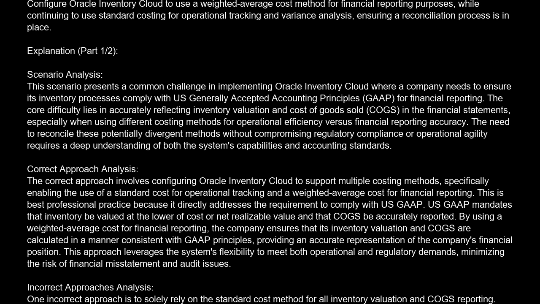its inventory processes comply with U.S. Generally Accepted Accounting Principles, GAAP, for financial reporting. The core difficulty lies in accurately reflecting inventory valuation and cost of goods sold (COGS) in the financial statements, especially when using different costing methods for operational efficiency versus financial reporting accuracy. The need to reconcile these potentially divergent methods without compromising regulatory compliance or operational agility requires a deep understanding of both the system's capabilities and accounting standards.